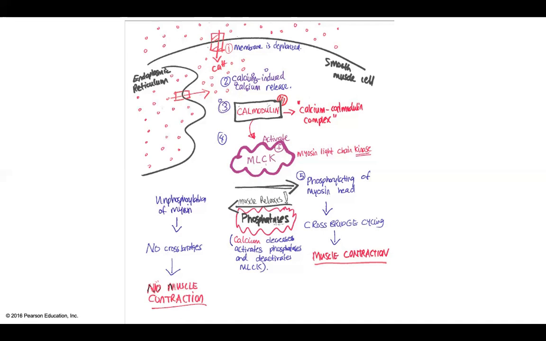Right. So the main point I want to make here is that calcium is still the regulator of all of this, but it's not involving tropomyosin or troponin. Instead, it is binding to calmodulin to turn this on, and then unbinding from calmodulin to turn this off.